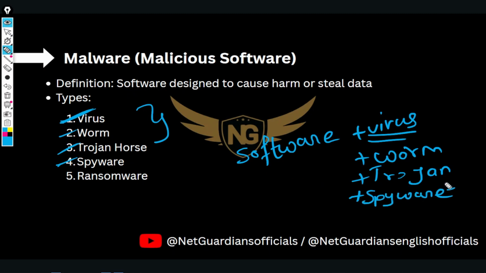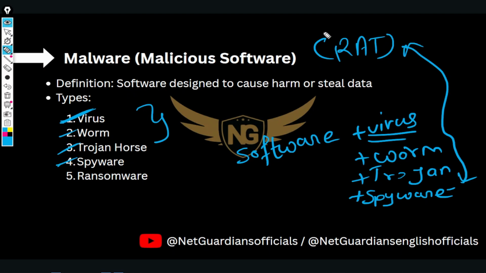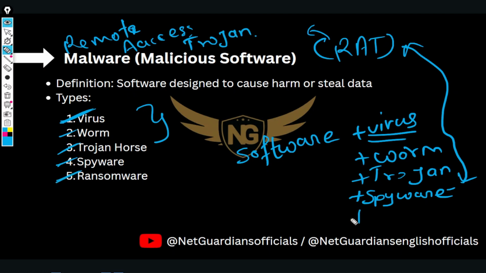Now what is spyware? Spyware is also known as RAT. These two are very similar to each other. RAT stands for Remote Access Trojan, it's the full form of a RAT. Then the last one is ransomware.